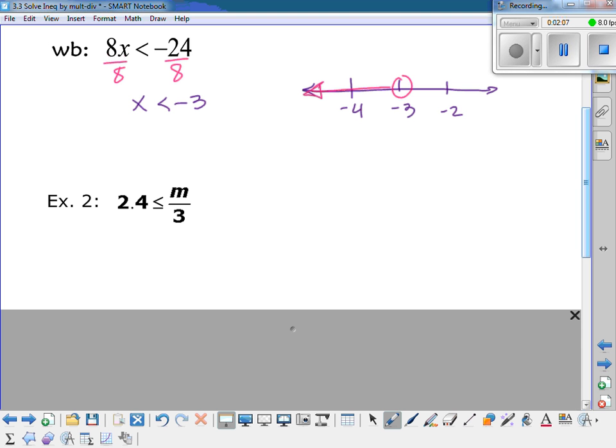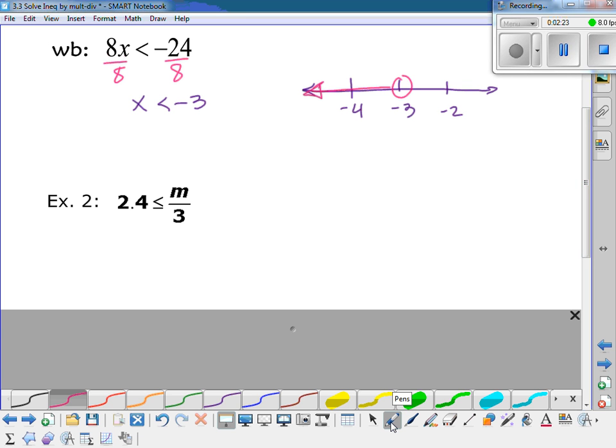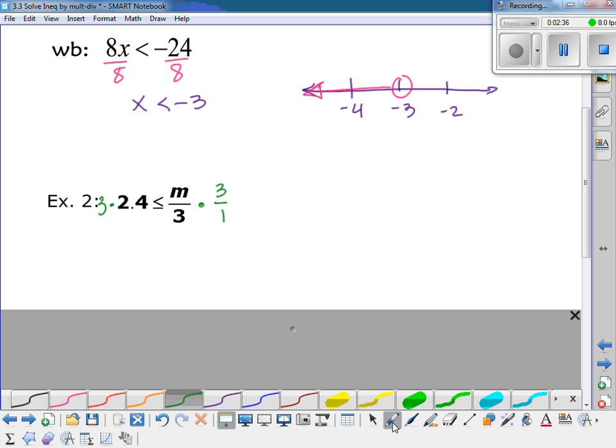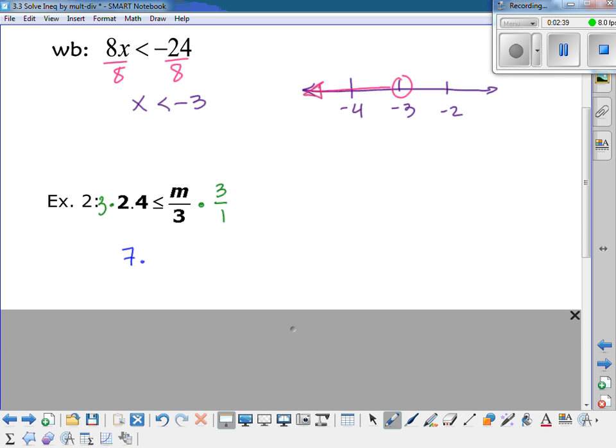All right, this next one's for your notes again. Now I've got 2.4 is less than or equal to m over 3. So the m is being divided by 3, and the opposite of division is multiplication. So we're going to now multiply both sides by 3. And if you need to write it 3 over 1 so that you can see it better, that's okay, but you don't have to. All right, so 3 times 2.4 comes out to 7.2 is less than or equal to m. Okay, so the 3's cancel out over here.